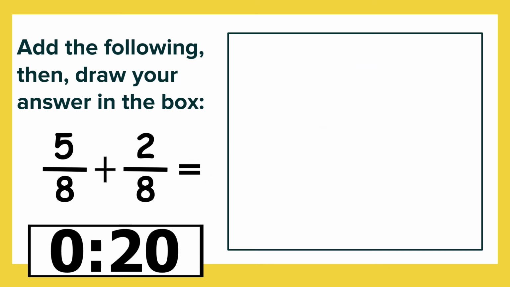Next, add the following, then draw your answer in the box. So the first thing that we should do is to copy the denominator, which is 8, and then add the numerator. 5 plus 2 is 7.